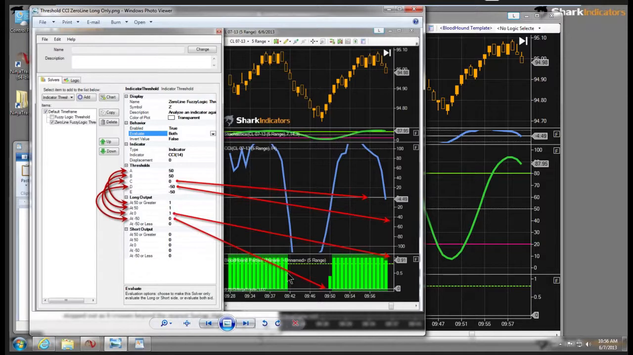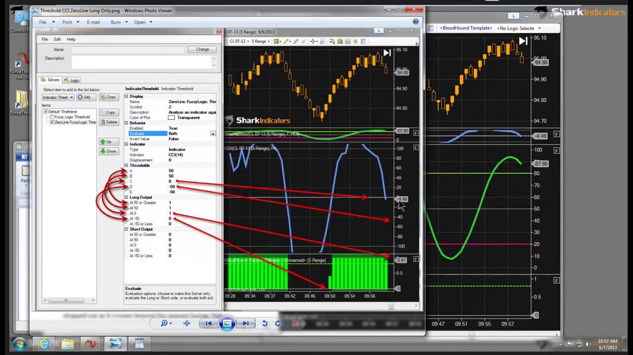And of course we can see, just by looking at BloodHound's output, whenever the CCI is above the 0 line, we're getting all these long outputs. Now, the fuzzy logic part comes into play where we can see at 0 to -50, there's a difference in our output. Our output will go from 100% confidence to 0% confidence. So there's this area from 0 to -50 that can be interpolated from 1 or 100% to 0%. And that's what BloodHound is doing.